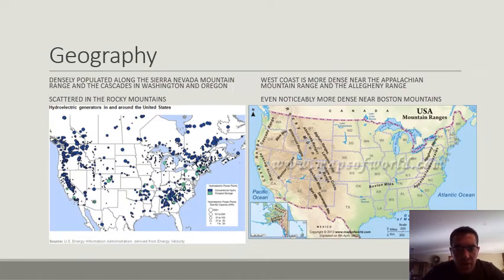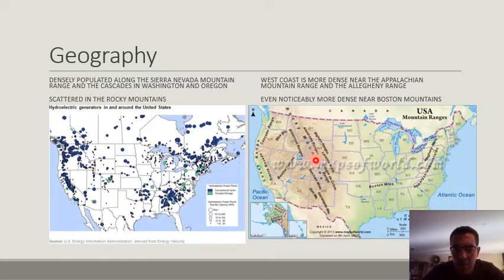So a little bit about the geography of where this is. You can see that obviously with it being hydro, it's got to be around waterways, which typically come from mountains. So you can see a very dense amount of facilities along the Sierra Nevadas and the Cascade Mountains here on the East Coast. You can also see that the Rocky Mountains run through here.